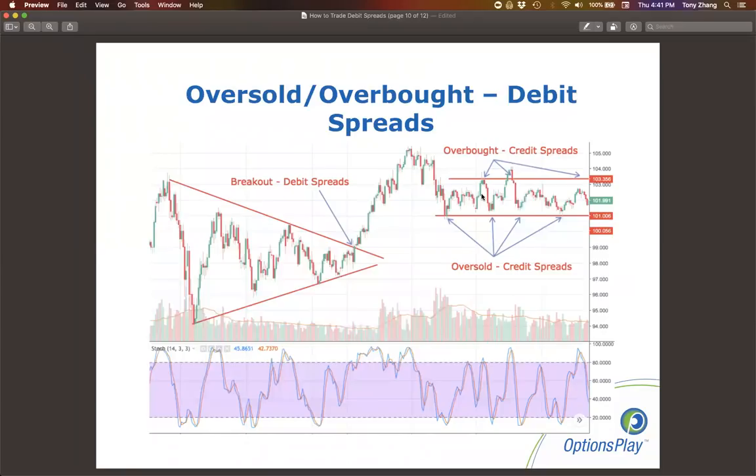A lot of people like to compare the two strategies, but in my opinion, I see absolutely no comparison between the two because they're completely different strategies meant for completely different scenarios. And it's really important to understand when you should utilize debit spreads and when you should utilize credit spreads, so that you can maximize your profits using these strategies.